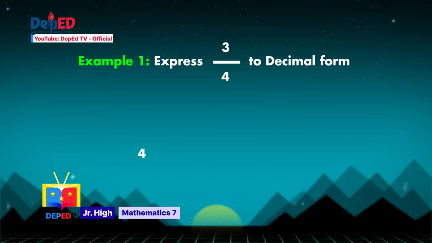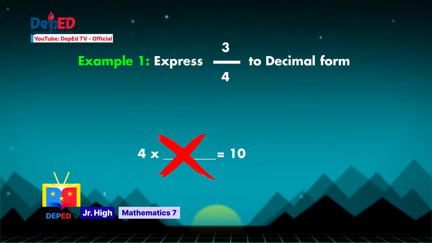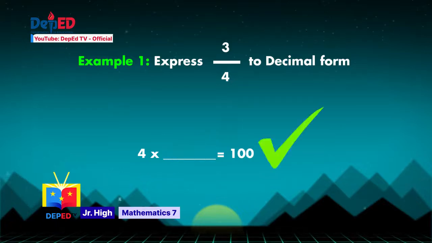In step 1, our goal is to make the denominator in the form of 1 followed by zeros, such as 10, 100, or 1000. The denominator of the given rational number is 4. If we multiply a whole number to 4, can the product be 10? Of course not. How about 100? Oh yes! So, what number should we multiply to 4 to make it 100? 25.